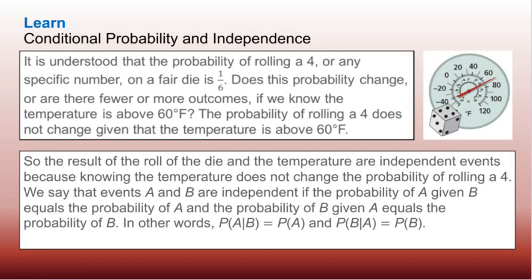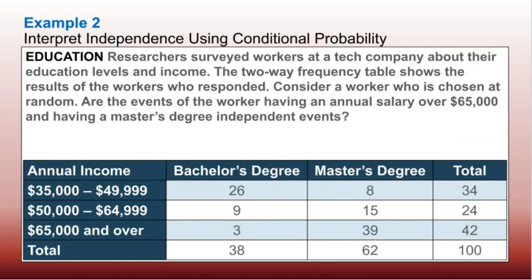So we say that events A and B are independent if the probability of A given B equals the probability of A, and the probability of B given A equals the probability of B. In other words, the probability of A given B is equal to the probability of A, and the probability of B given that A occurred is equal to the probability of B. So let's use that now to solve these problems.